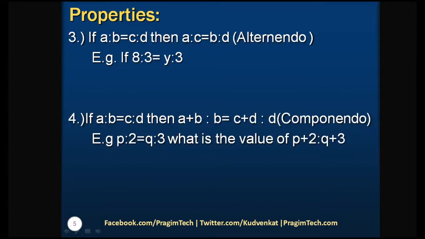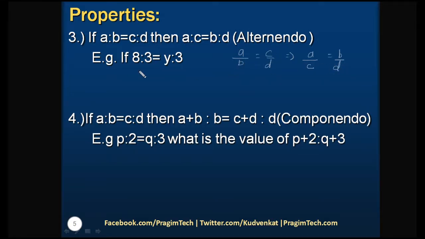Right, students? Next property of proportion is called alternando. According to this, if A is to B is equals to C is to D, then A is to C will be equals to B is to D. That is, if A by B is equals to C by D, which implies we can write it as A by C will be equals to B by D. That is, we are interchanging the B with C, right?